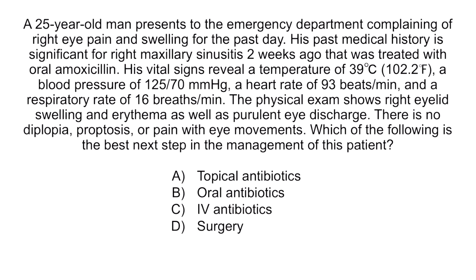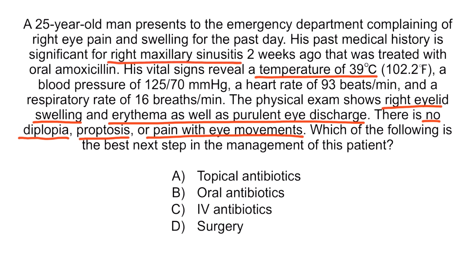Surgery. This patient presents with right eyelid swelling and erythema as well as purulent eye discharge. He also has a fever. Considering that there is no diplopia, proptosis, or pain with eye movements, he likely has preseptal cellulitis rather than orbital cellulitis. Preseptal cellulitis is further supported by his past medical history of the recent right maxillary sinusitis. Bacteria likely spread from the maxillary sinus to the preseptal space in a contiguous manner. The best next step in the management of preseptal cellulitis is oral antibiotics. Therefore, the correct answer is option B.